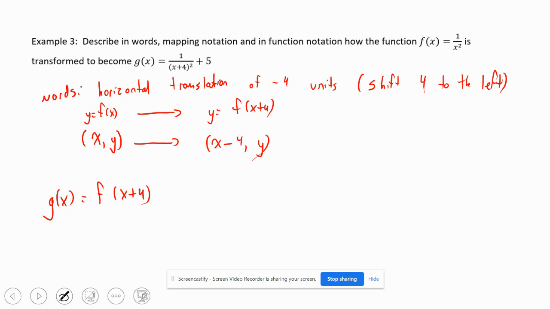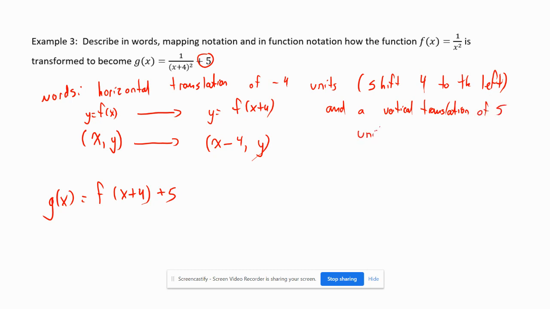And this plus 5, sorry guys, I totally forgot about this. This plus 5 is over here. So I can put, this is part of the words over here, and a vertical translation of 5 units, which means 5 units up. Okay, so back to this one over here. This is x plus 4 plus 5 like this. So here's my mapping notation. That means I'm adding 5 to my y coordinates here.